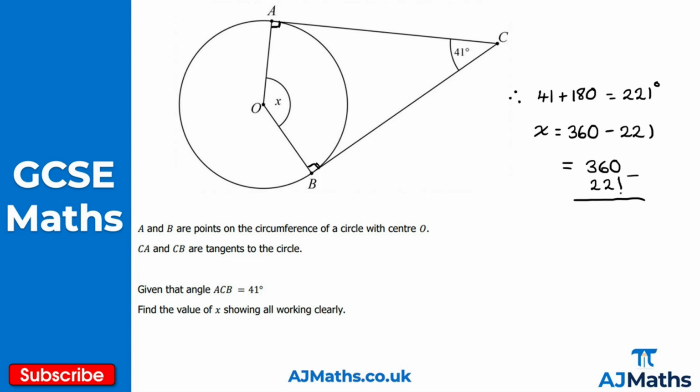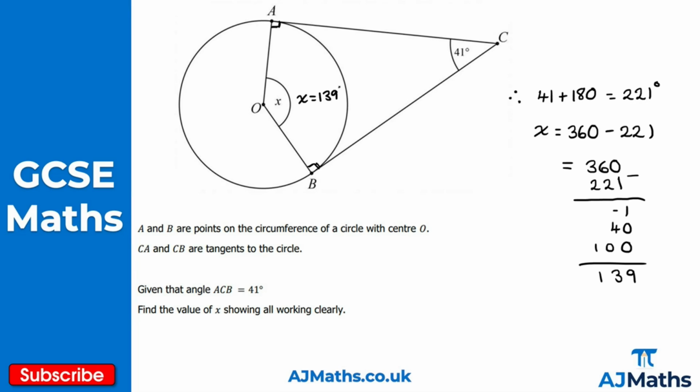So 0 units minus 1 unit would be minus 1 unit. 60 minus 20 is 40. So 6 tens minus 2 tens gives us 40. And 300 minus 200 gives us 100 there. So add these together now. 100 plus 40 is 140. Subtract 1, we get 139 there. So x here is equal to 139.